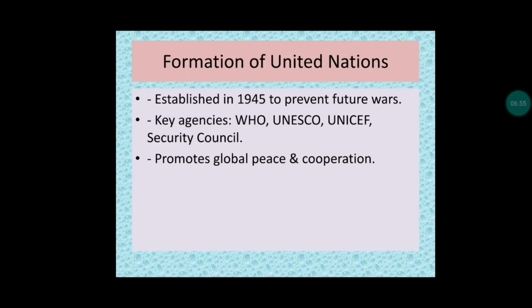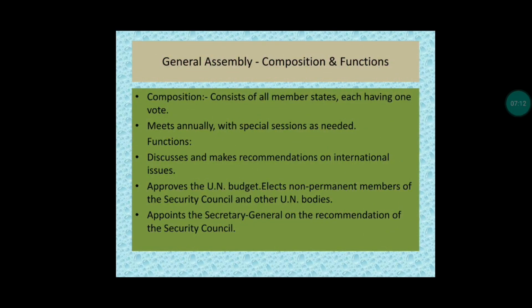Formation of United Nations, established in 1945 to prevent future wars. Key agencies: WHO, UNESCO, UNICEF, Security Council; promotes global peace and cooperation. General Assembly, composition and functions. Composition: consists of all member states, each having one vote. Meets annually with special sessions as needed.